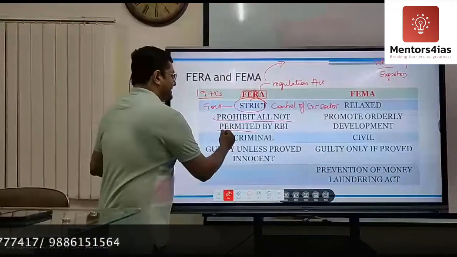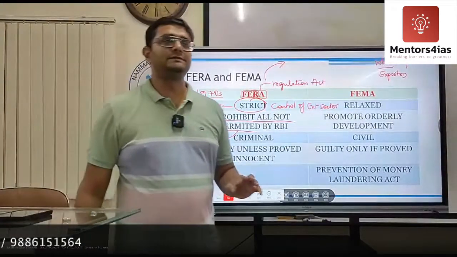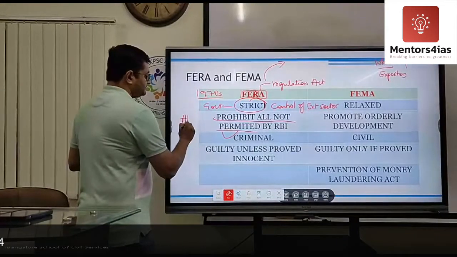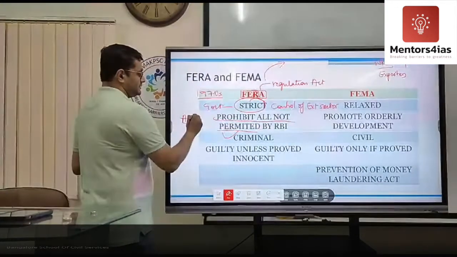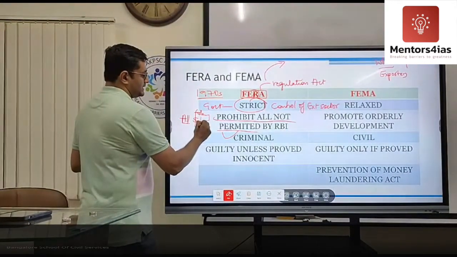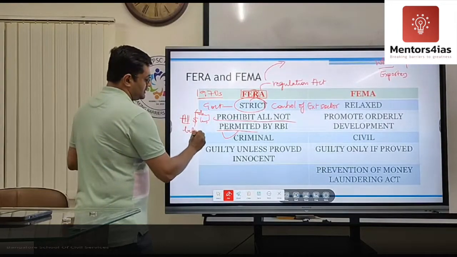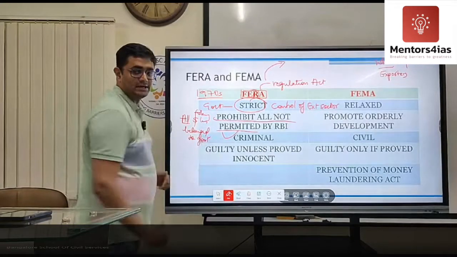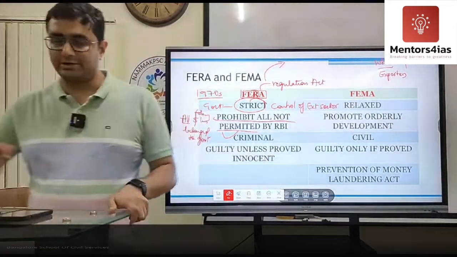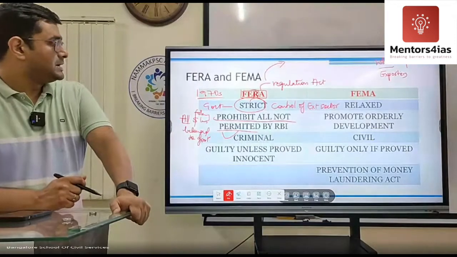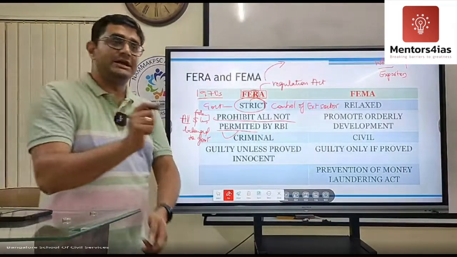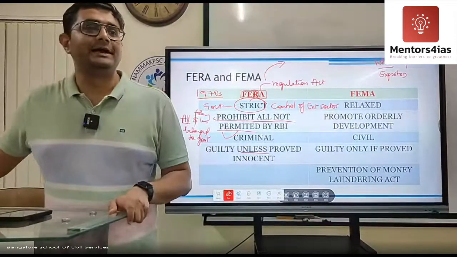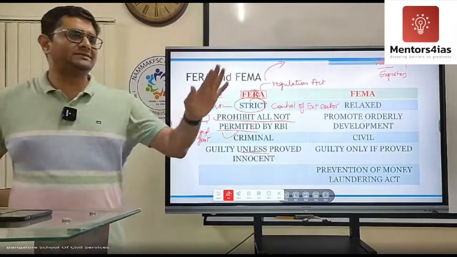Next, any offense under this was considered a criminal offense, and all foreign currency belonged to the government. All foreign currency belonged to the government. And it was a very stringent law where you were guilty unless you were proved innocent. So like this, if you write, it's enough.